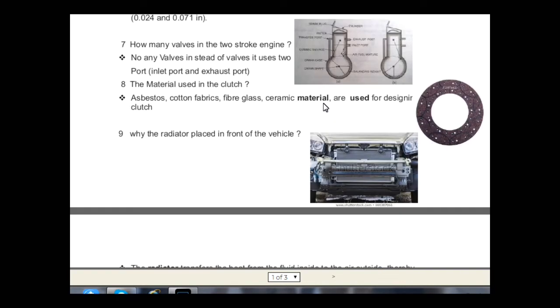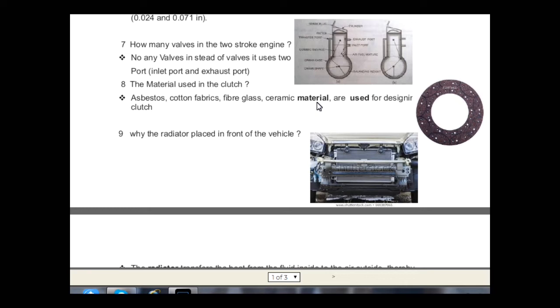Now the next question is the material used in a clutch. The materials used in the clutch are asbestos, cotton fiber, fiberglass, and ceramic material, because these are high-friction materials. That's why we use these materials in a clutch to engage or disengage the power.